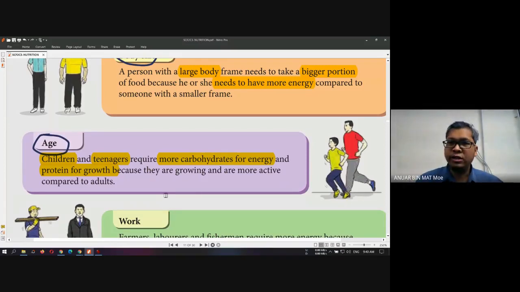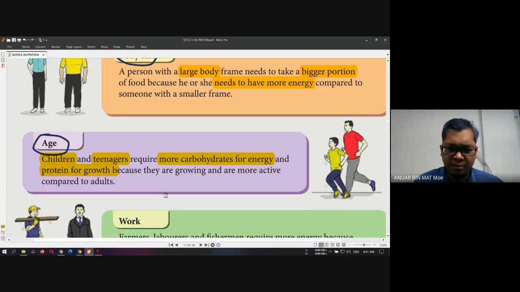Understand? Because they are still growing, and usually when they are teenagers and children, they are very active, so they need to take more food that has more calories for their growth and for their energy. Usually an adult, like myself, I'm already about 40 years old, my growth has already stopped.